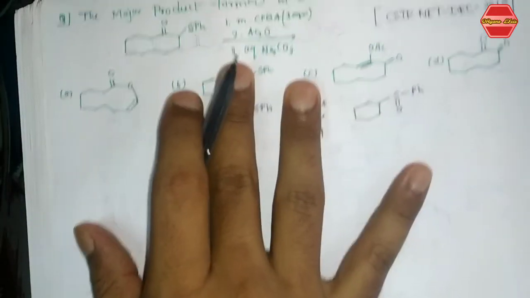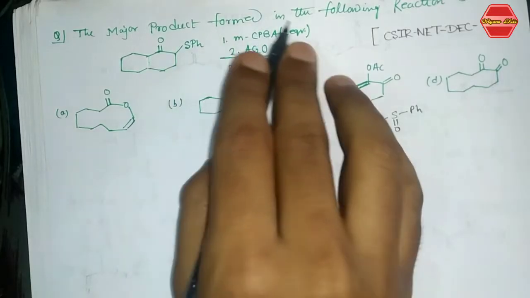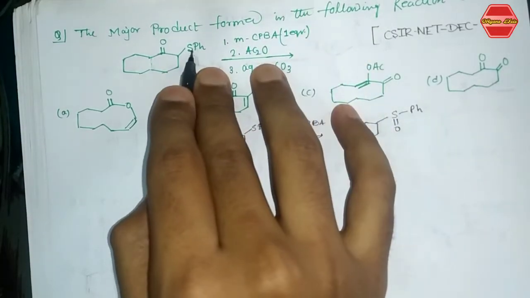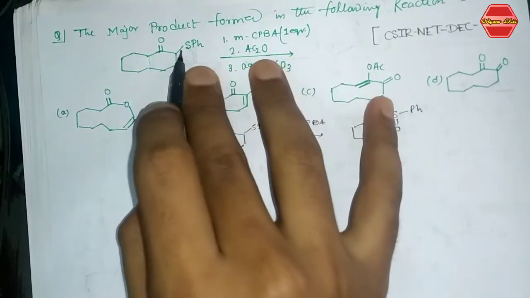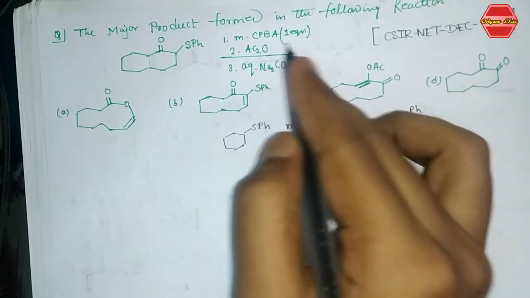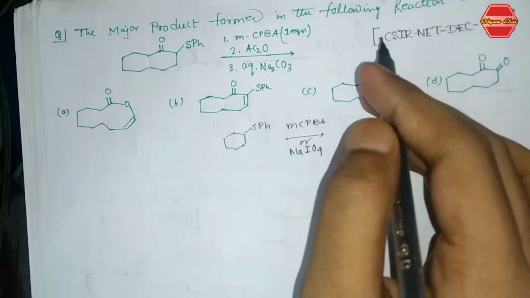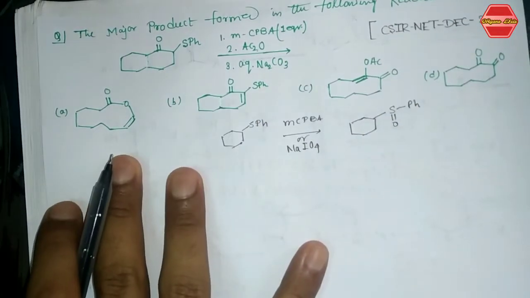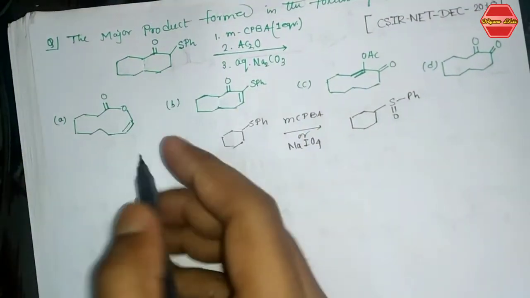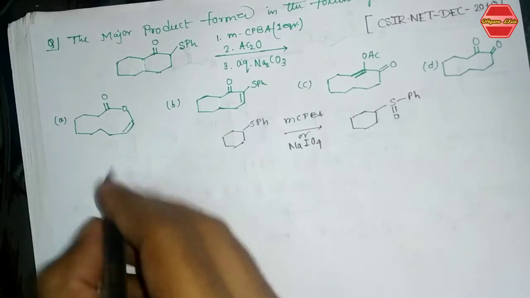Now how to identify this reaction? If you know this role of metachloroperbenzoic acid in this case, you can easily identify this reaction, because this is a sulfoxide bond, and you have this activating agent, and you have this Na2CO3. Now see how the reaction proceeds, and the importance of this reaction, and how you find your final product.